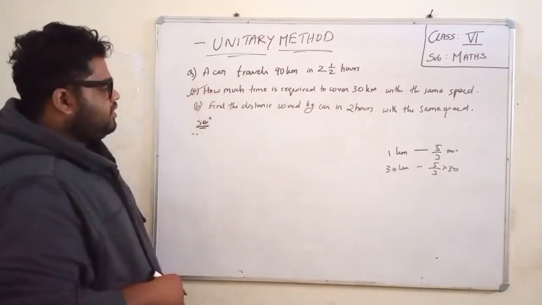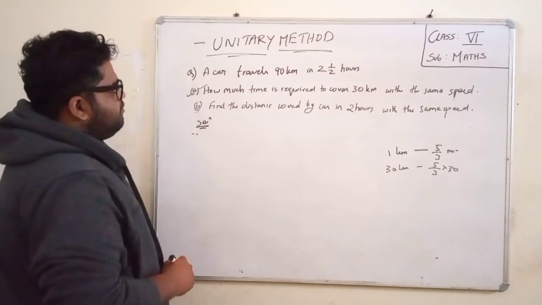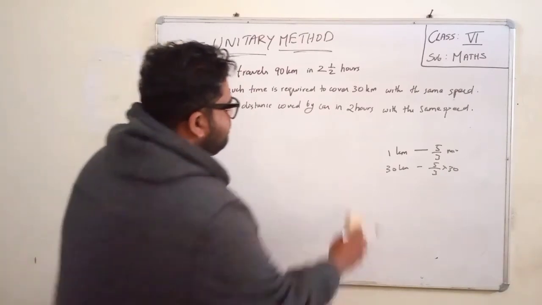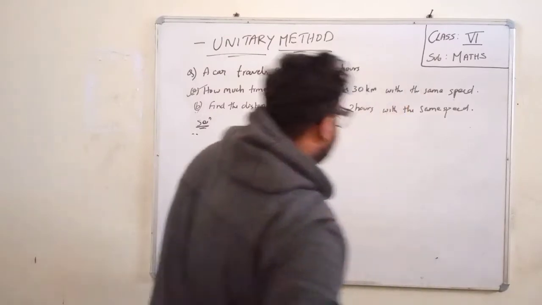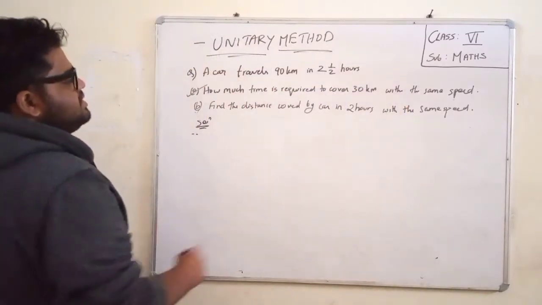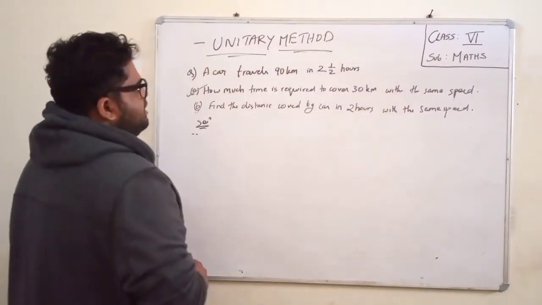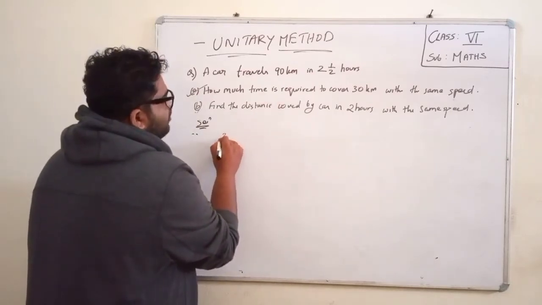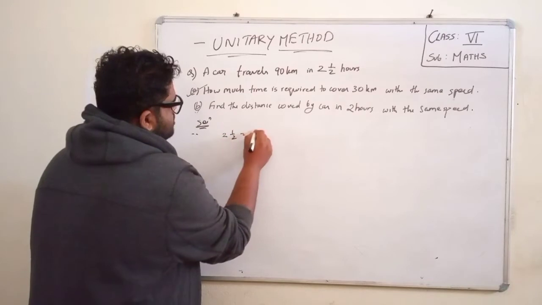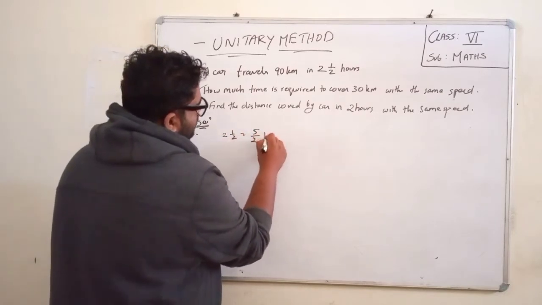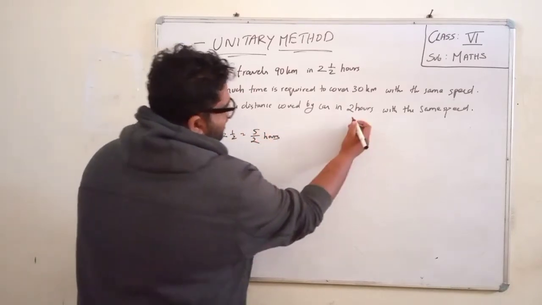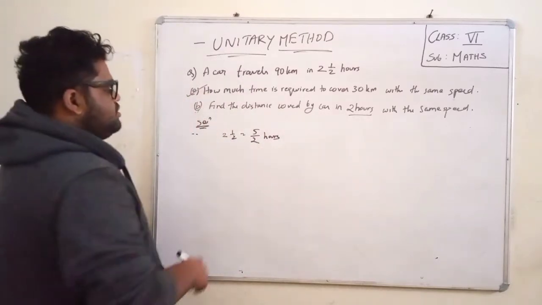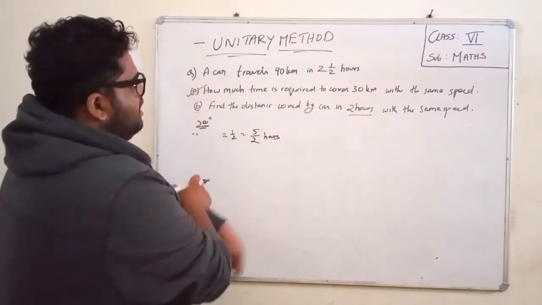Now, we solve this. What about this one? Find the distance covered by a car in 2 hours with the same speed. So, distance covered in 2 hours at the same speed. Here we know that 2 and 1/2 is equal to 5/2 hours. Here we have to find the unit in hours, so we don't have to change it into minutes. So 5/2 hours.